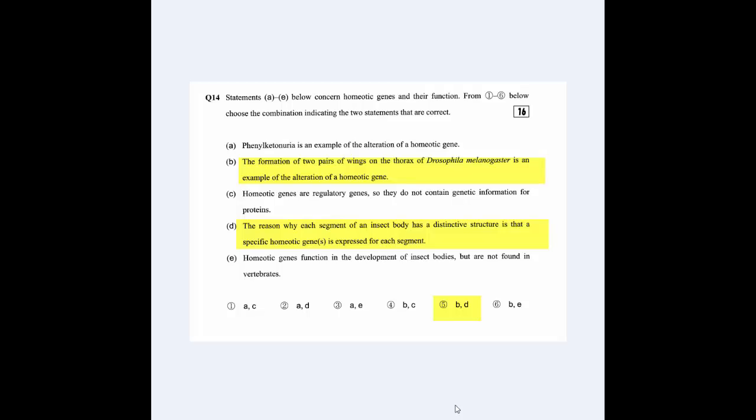14. Statements A through D below concern homeotic genes and their function. From 1 to 6 below, choose the combination indicating 2 statements that are correct. The answer is 5, B and D. B: The formation of 2 pairs of wings on the thorax of Drosophila melanogaster is an example of the alteration of a homeotic gene. And D: The reason why each segment of an insect body has a distinctive structure is that a specific homeotic gene is expressed for each segment.